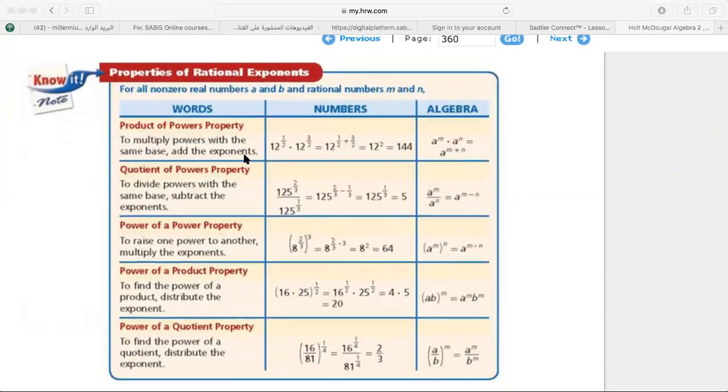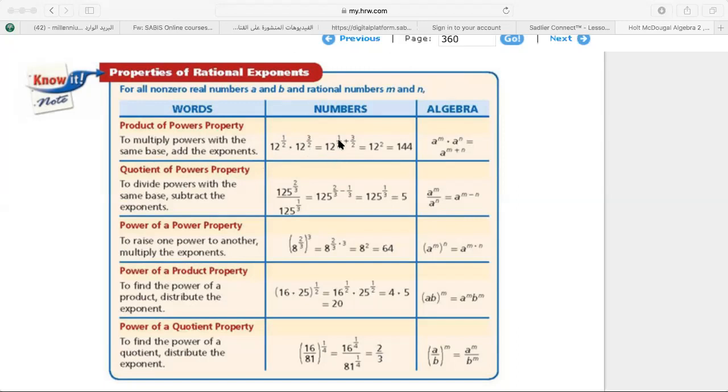Okay, properties of rational exponents. Product of powers property. To multiply powers with the same base, add the exponents. If I have the same base, I can add the exponents. So I have 12 to the power 1 over 2 multiplied by 12 to the power 3 over 2. I'm multiplying the same base, so I'm going to add the exponents.